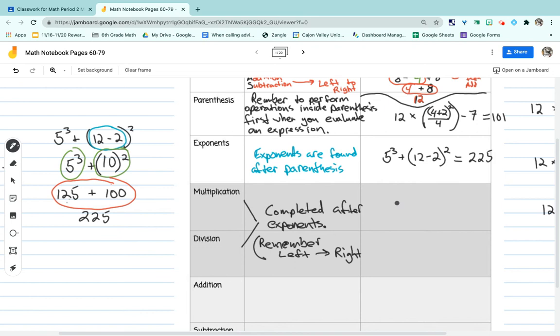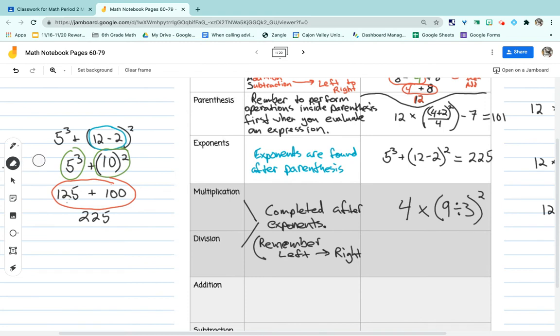And let's use this one here. So 4 times 9 divided by 3. And all of this is to the second power. Okay. So 4 times 9 divided by 3.